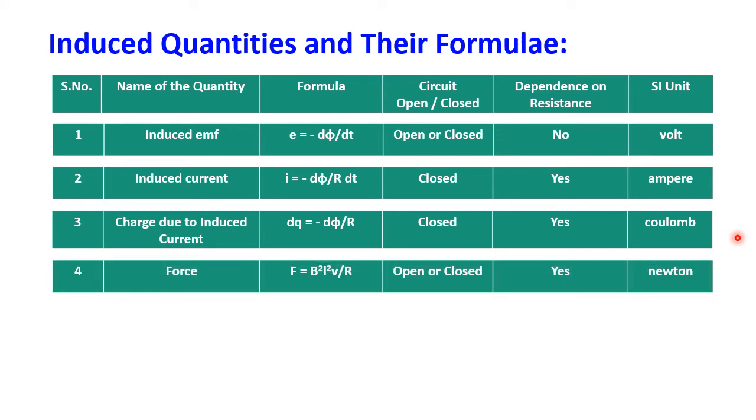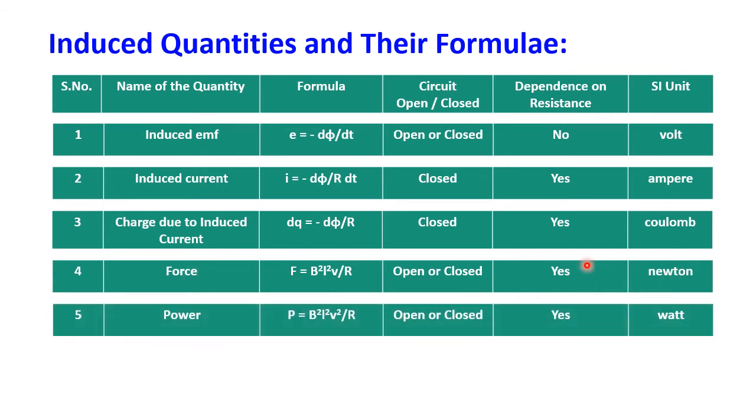Next physical quantity, force. If a conductor is moving in a magnetic field, definitely there is a force on the conductor. Due to motional EMF, a force will act on the conductor, F equals B square L square V by R. It is applicable for closed as well as open circuit, it depends upon resistance, and the force unit is Newton. Next, the last one is power. Power P equals B square L square V square by R. It is also applicable for open and closed circuit, it depends upon resistance, and the unit is watt.